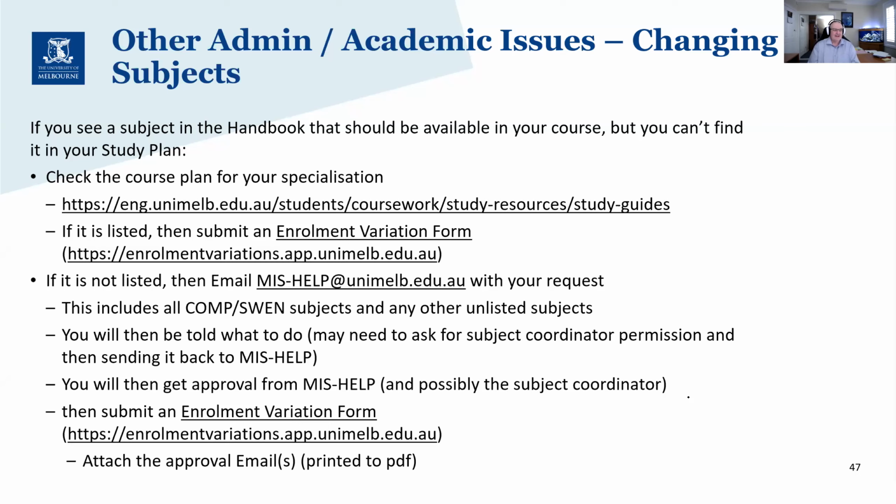If it's not listed, so if you want to do one of the comp subjects or a SWEN subject or a subject from psychology perhaps, or from somewhere else in the university which is related to your professional development in IS, you need to make a case for that because we do say no to some of these. You then email MIS Help, and then you'll get approval or get told what to do. At that point, you can do an enrolment variation again.